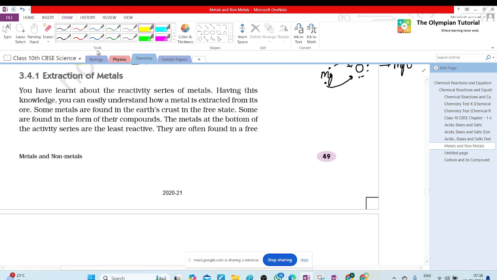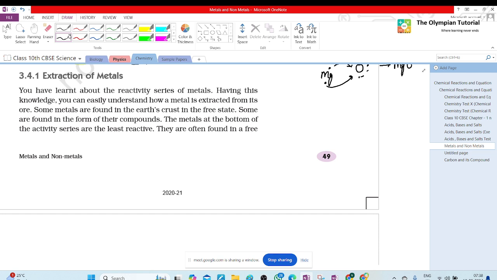You have learnt about the reactivity series of metals. Having this knowledge, you can easily understand how metal is extracted from its ore. Some metals are found in the Earth's crust in the free state. Some are found in the form of their compounds.